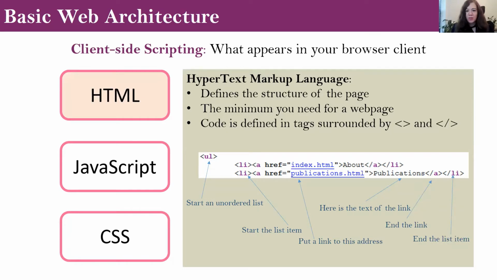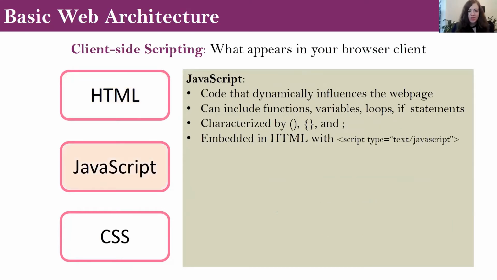So another common programming language you will use when developing a web page is JavaScript. JavaScript is code that dynamically influences your web page. And it looks like other more traditional programming languages you might have dealt with in the past. JavaScript can include things like functions, variables, loops, and if statements. You cannot do this with HTML alone.